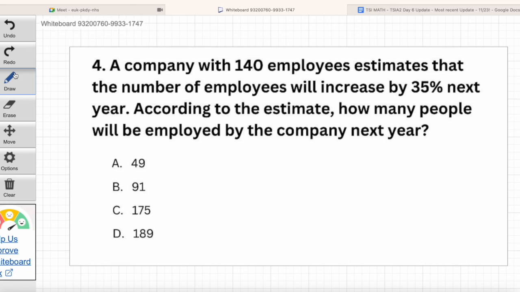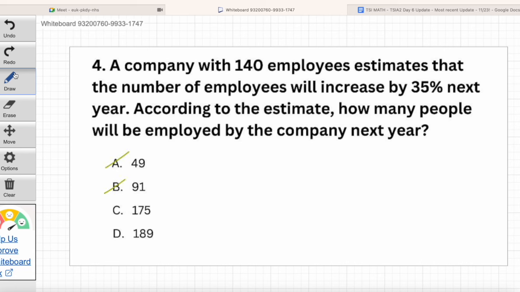Absolutely. And if we just look at the question carefully, we know that the number of employees is going to increase by 35% next year. Are we talking about more than 140 employees or less than 140 employees next year? More. There's got to be more than 140, right? Just knowing that, we can get rid of two answer choices that are just ridiculous. Which answers can we get rid of right off the bat? A and B. A and B are gone.